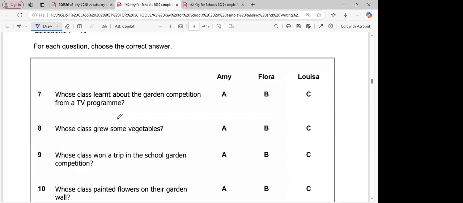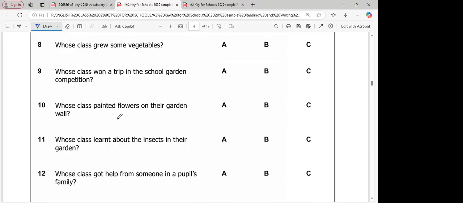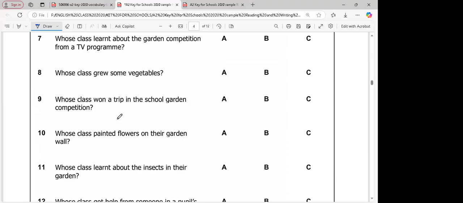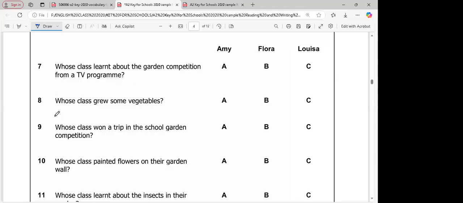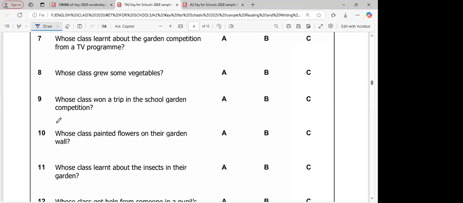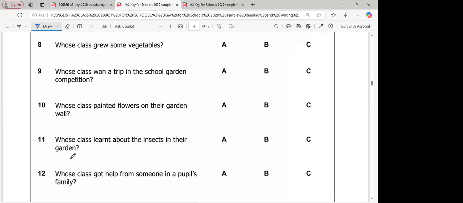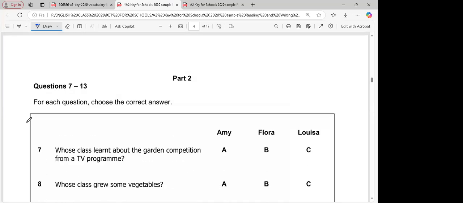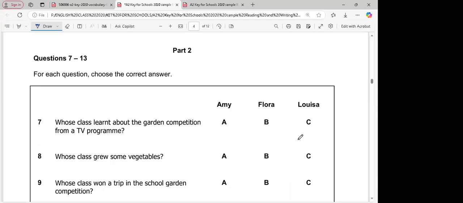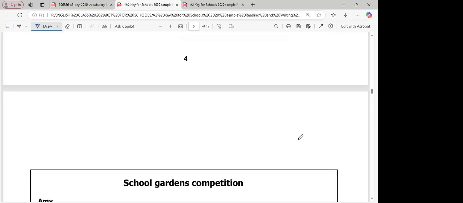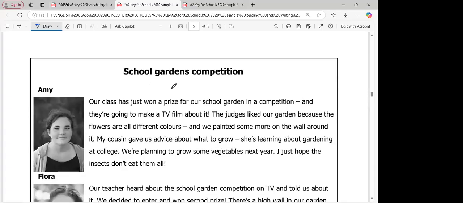So part two. Okay, so see part two, right? There are questions in part 2. 7, 8, 9, 10, 11, 12. Six questions. And what to do here for each question? Choose the correct answer. So you can see there are 3 names: Amy, Flora, Lucia. Now it's about school gardens competition.